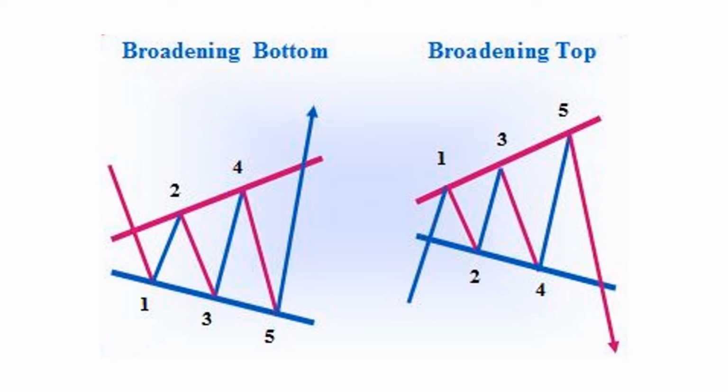There are also broadening wedges, more specifically broadening bottoms and broadening tops. These open outwards. They represent increasing volatility within a broadening range. Broadening tops and bottoms look the same. Broadening tops are formed after price rises. Broadening bottoms are formed after price falls. The preceding price action determines the pattern name.